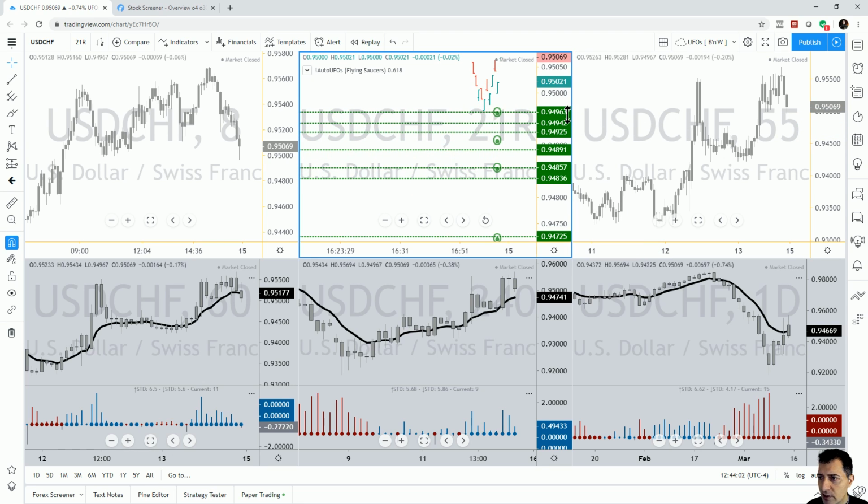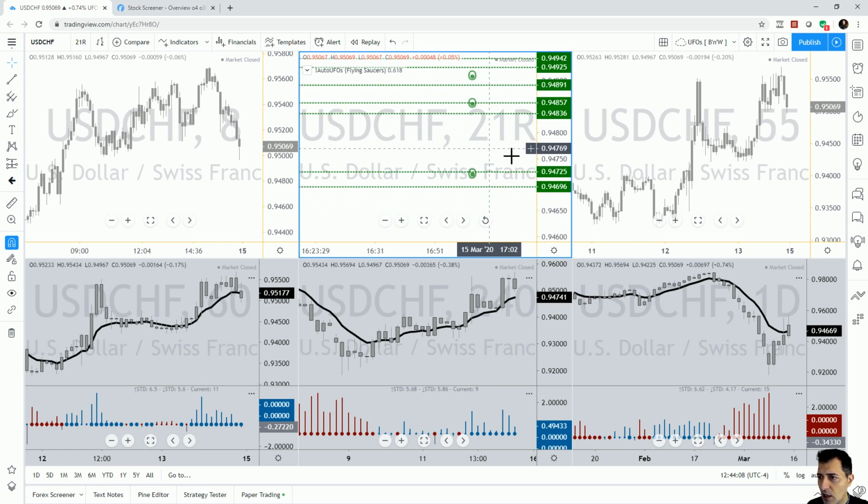So you got 94.96, you got 94.92, you got 94.85, and you also got 94.72. So in other words, you would make a note of those values. And for example, the bottom one is 69, correct? 94.69. So the bottom one is 69.